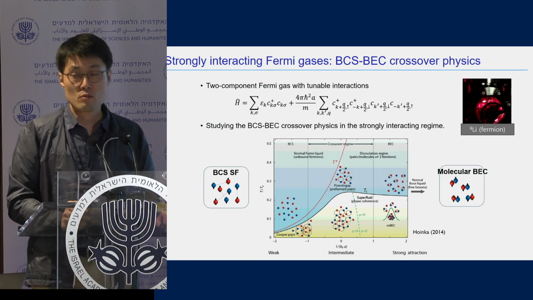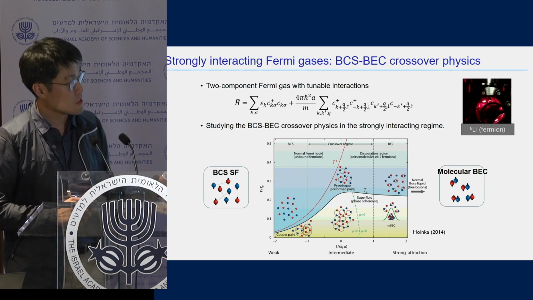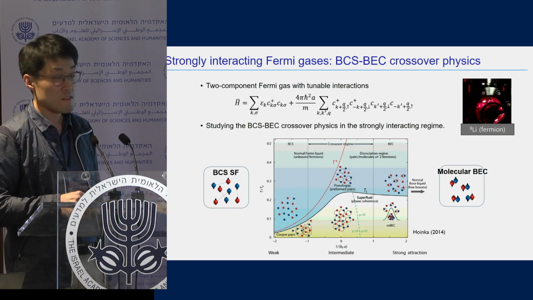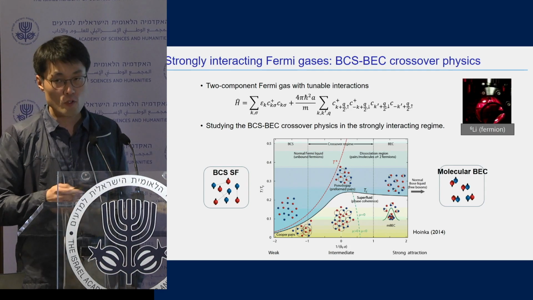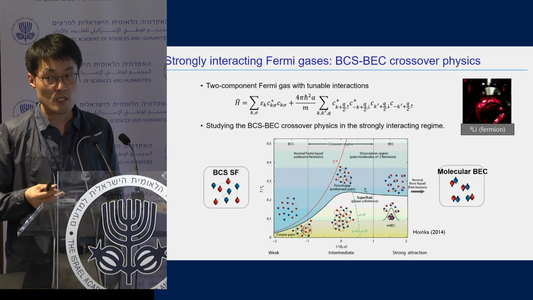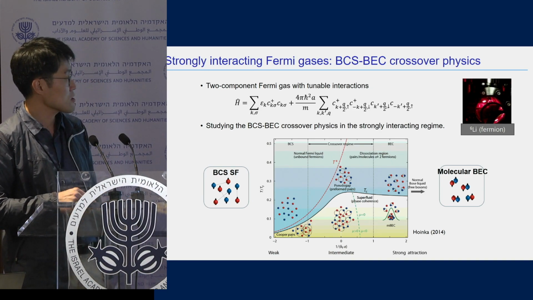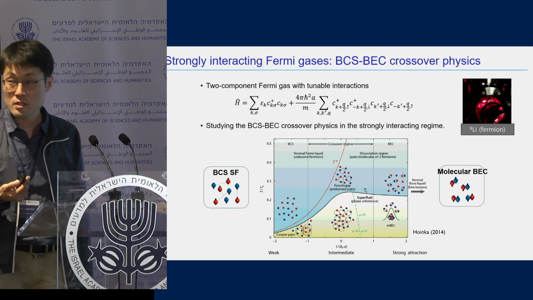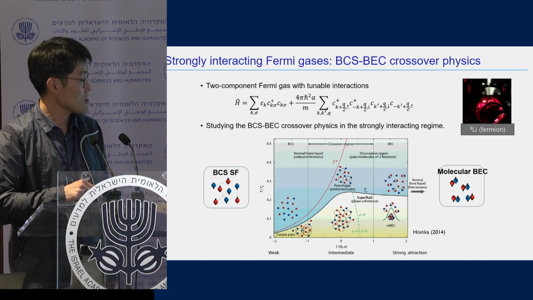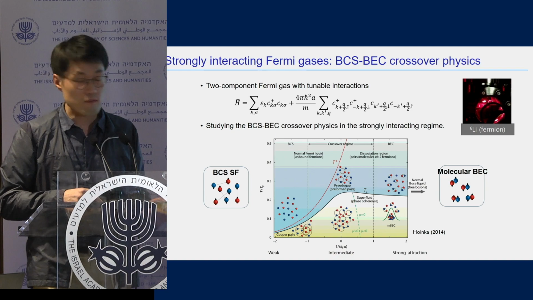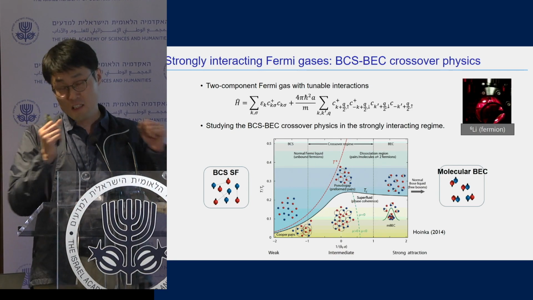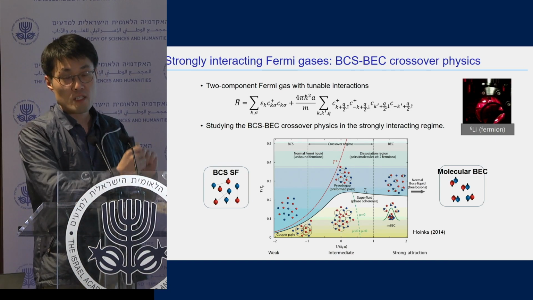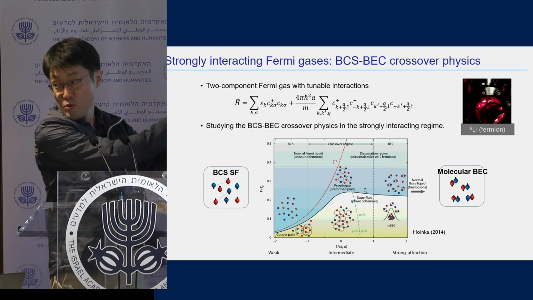Especially we use so-called strongly interacting Fermi gases. This system is very interesting because the two-component Fermi system is exactly described by this model Hamiltonian. Furthermore, using the so-called Feshbach resonance, depending on the magnetic field strength, one can tune the strength of the interaction between the two spin components. So in this system, one can study the so-called BCS-BEC crossover. With a negative scattering length, you can make a BCS type superfluid, and with a positive scattering length, you can make tightly bound molecules, the BEC type superfluid. So by tuning the interaction strength, one can study the fermionic style superfluid and the bosonic style superfluid.